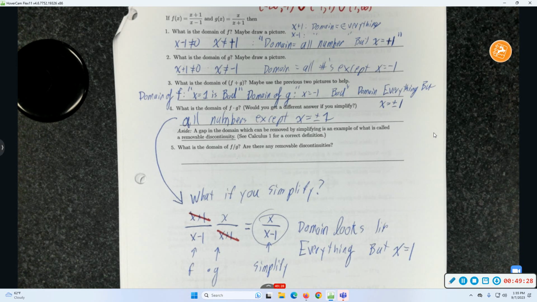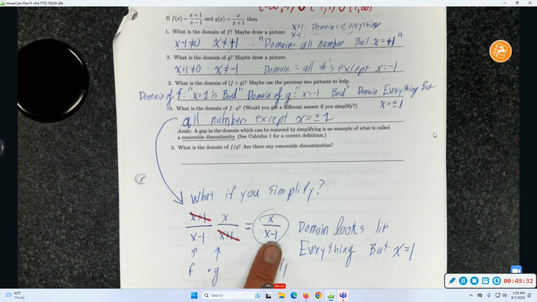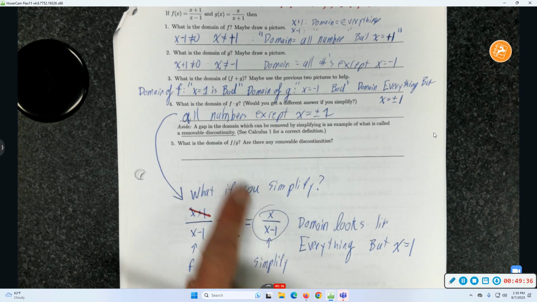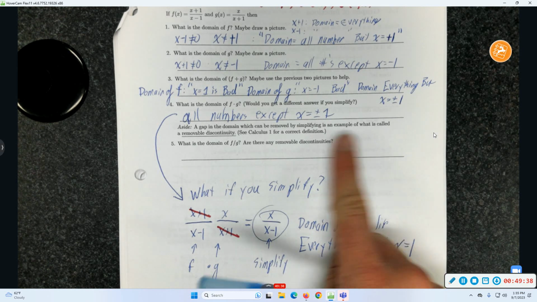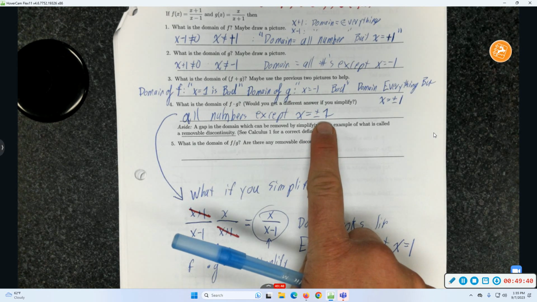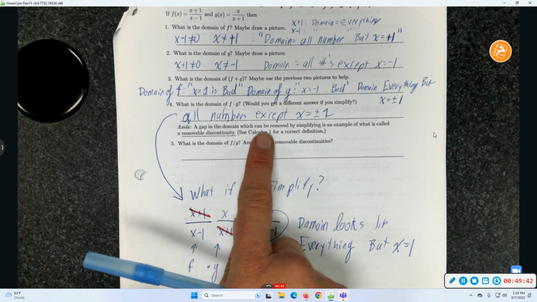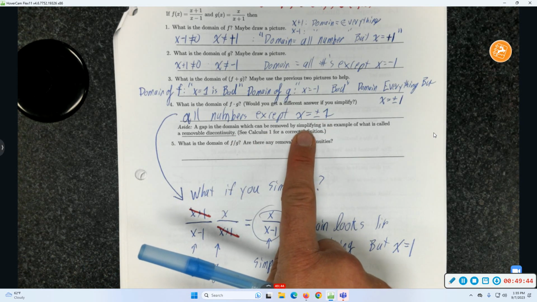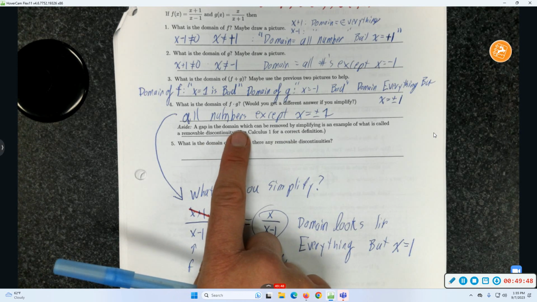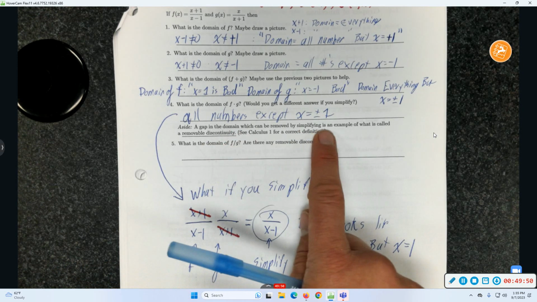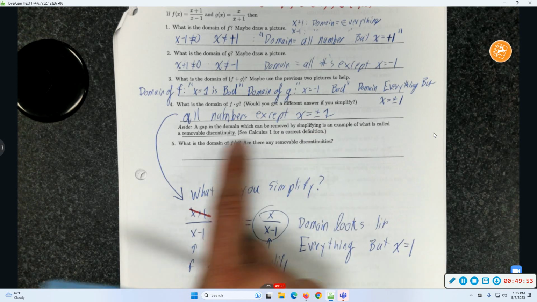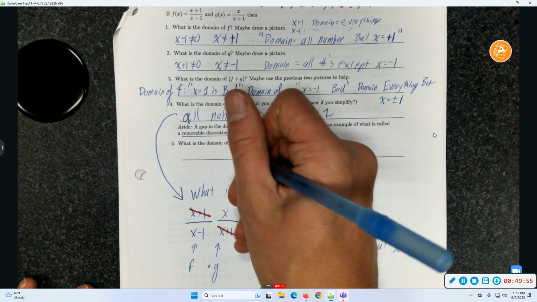And there's a special word for such a thing. So if you can simplify a thing to get to something that has a bigger domain, well, really the domain has a gap in it. X equals negative 1 is not in the domain of f times g. But you can simplify that function. So you have a gap in the domain, x equals negative 1, that can be removed by simplifying. This is an example of what's called a removable discontinuity.